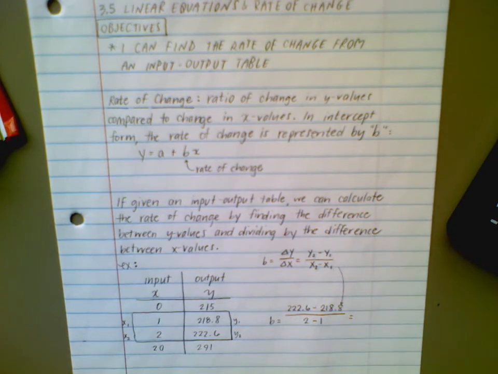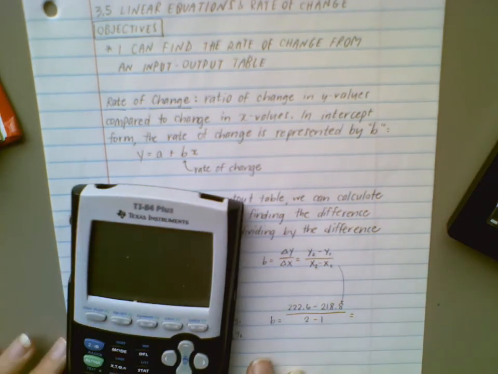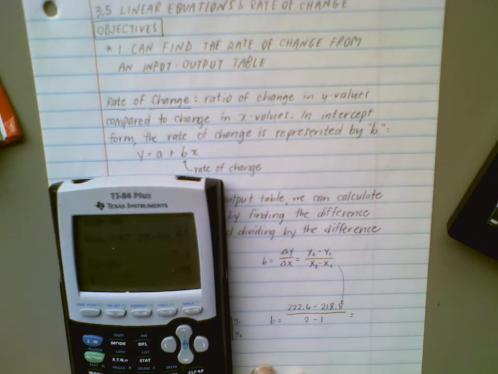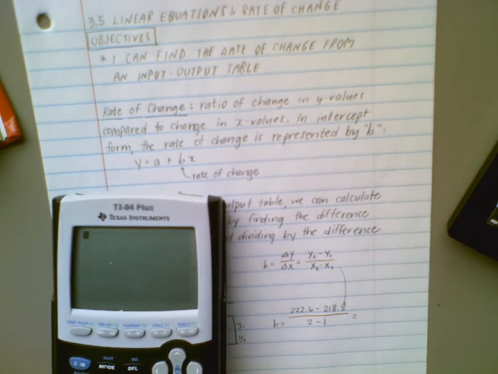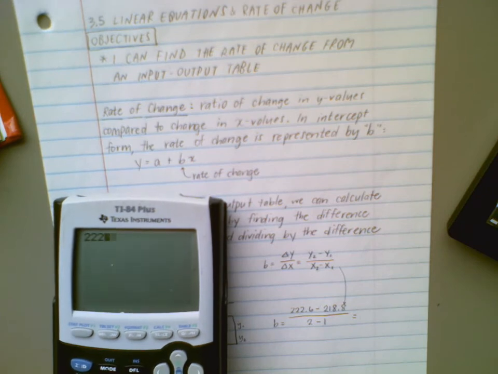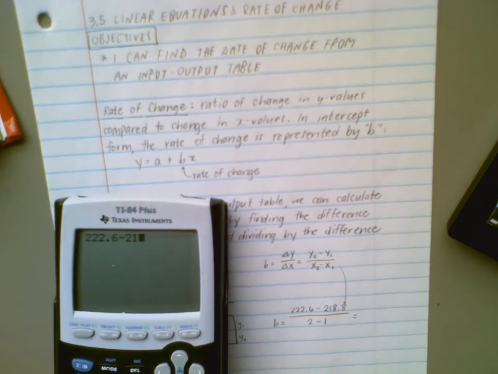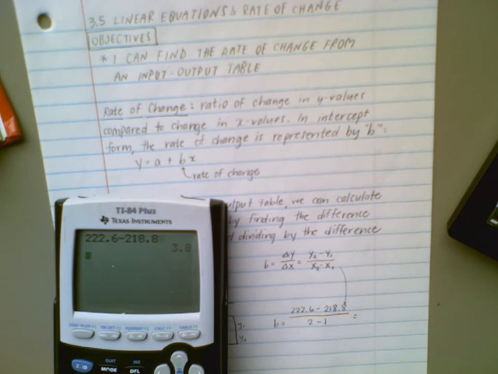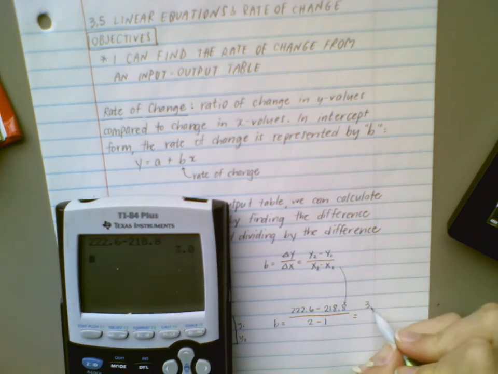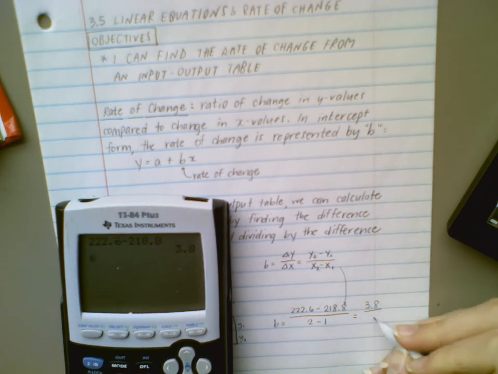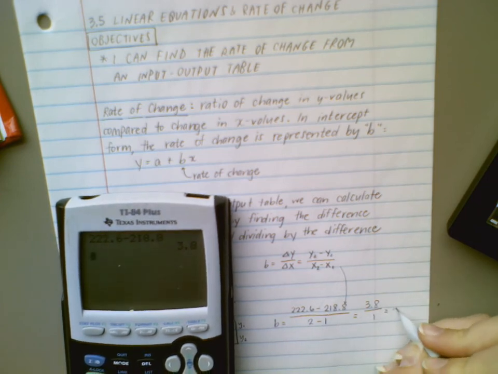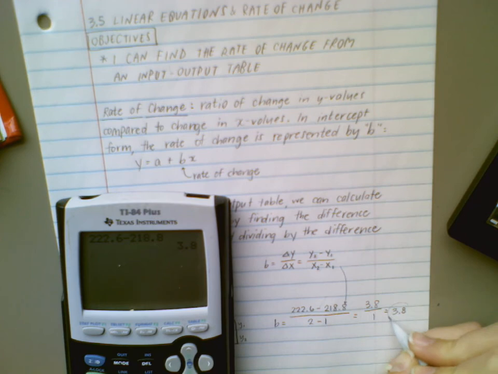So I'll use my calculator to figure out the numerator. I put in 222.6 minus 218.8, which gives me 3.8, divided by 2 minus 1, which is 1. So my rate of change is 3.8.